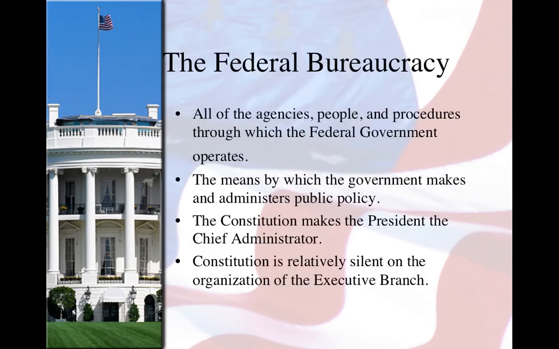But we have to talk about the federal bureaucracy. This is very important. These are agencies and people and procedures through which the federal government operates. This means by which the government makes and administers public policy. And the Constitution makes the president the chief administrator of the federal bureaucracy. And the Constitution is relatively silent on the organization of that executive branch. Therefore, it is left up to the president and the Senate.